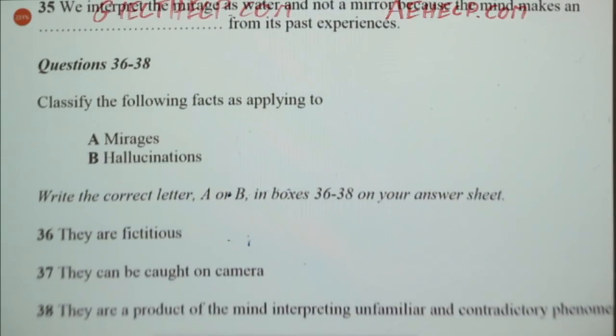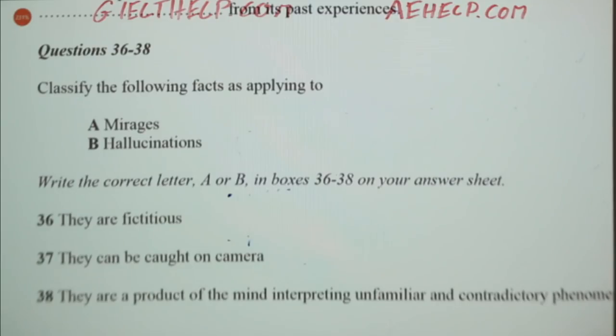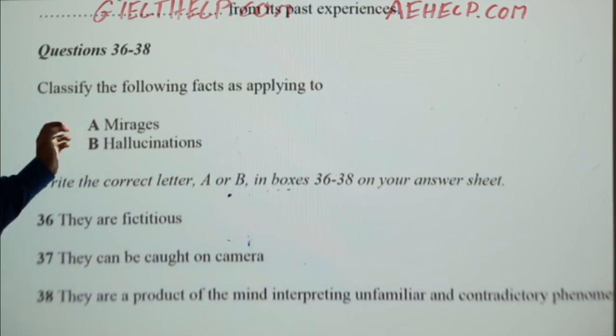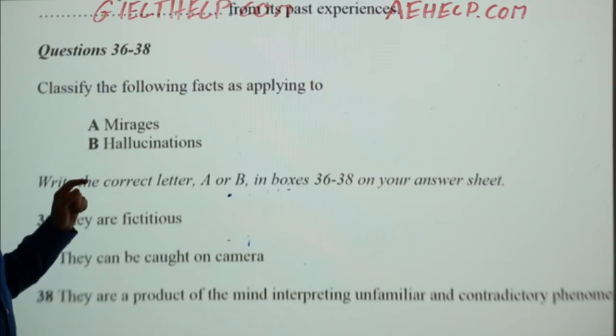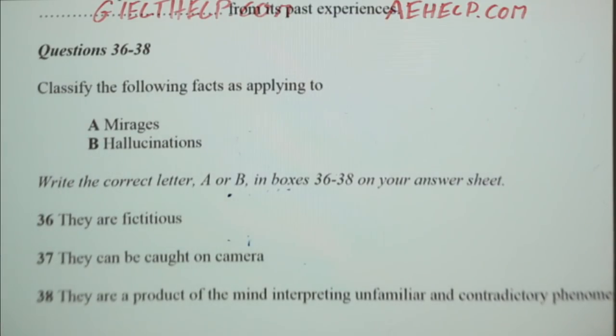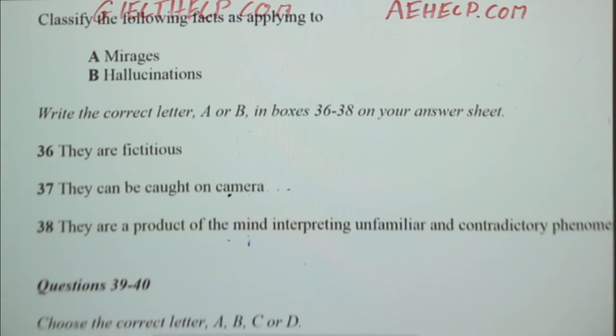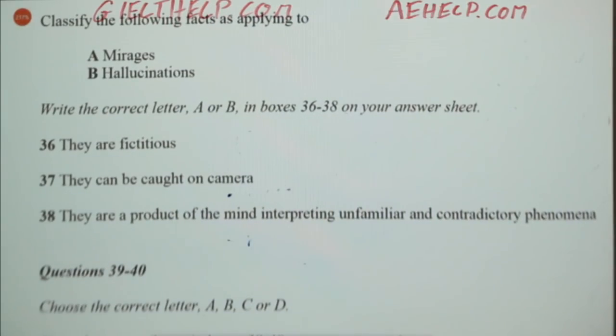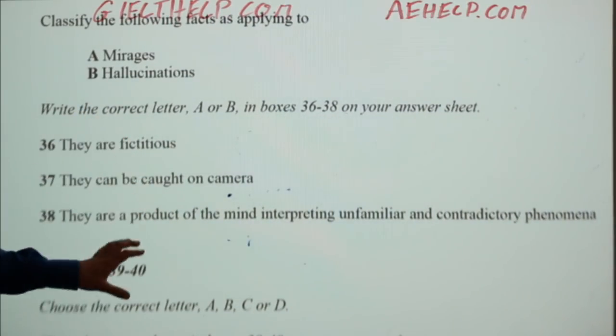All right, here we have our last set of questions for this passage, 36 to 38. It's a classification type question. Classify the following facts as applying to A, mirages, B, hallucinations. Okay, so obviously hallucinations and mirages are not the same. Be very careful. Should I read these ones? Sorry, there's going to be a couple more there as well after. Should I read these ones, these classification ones?